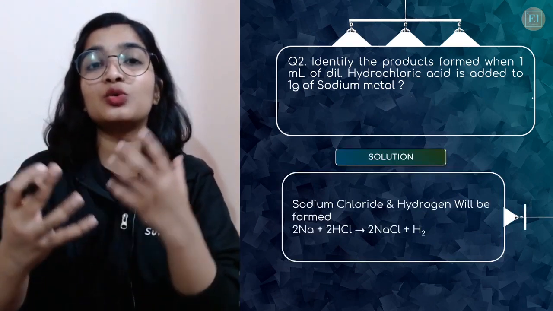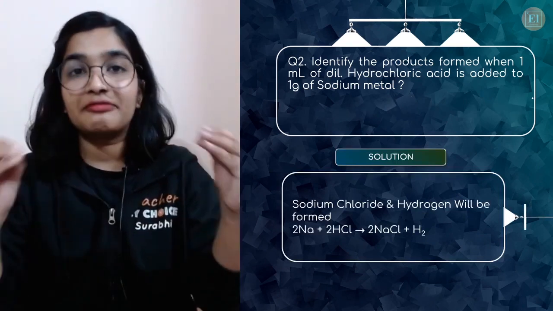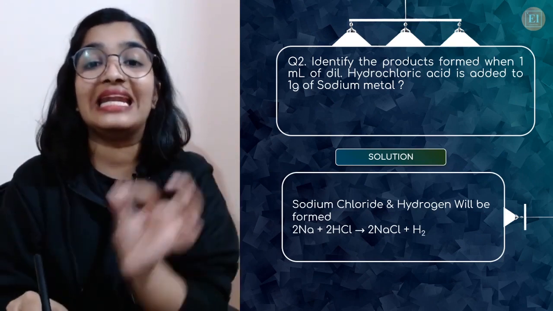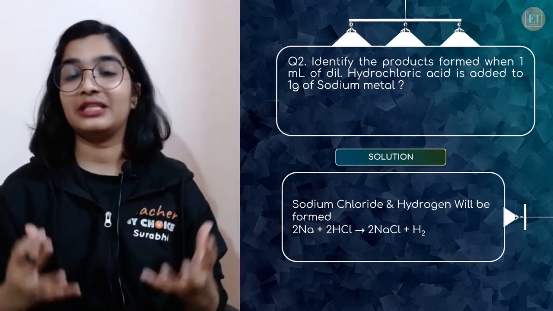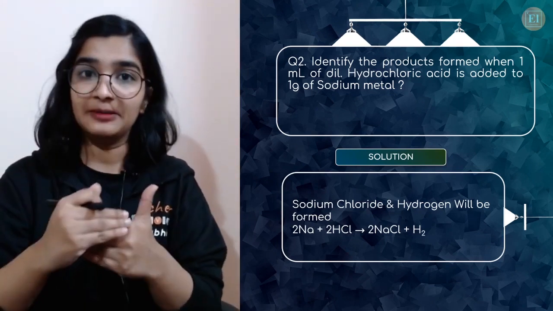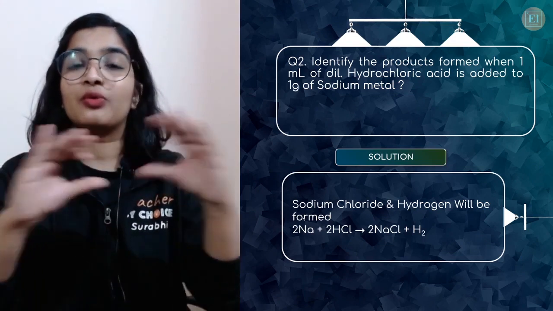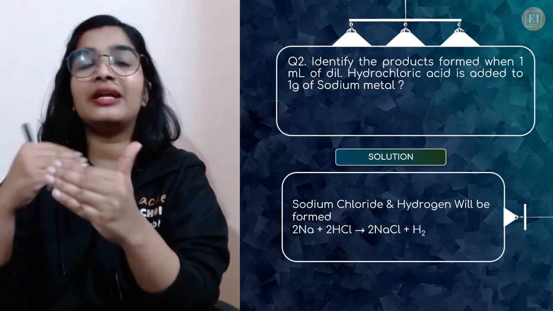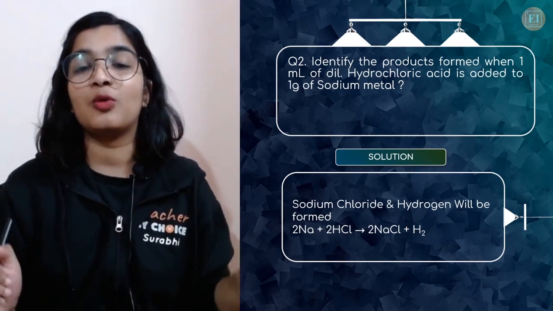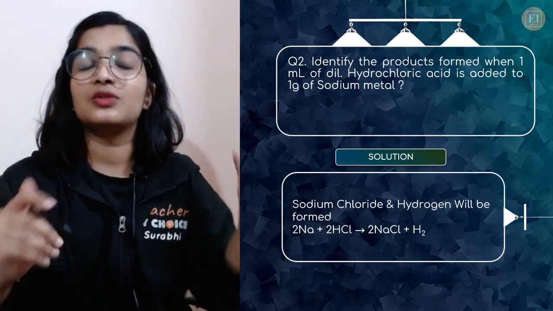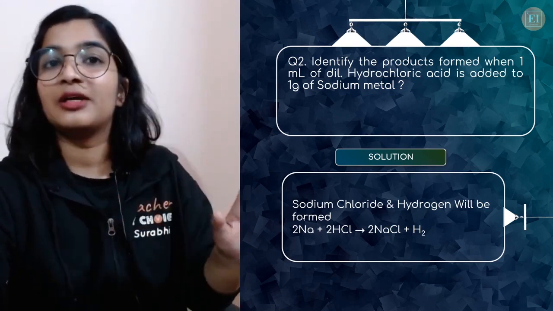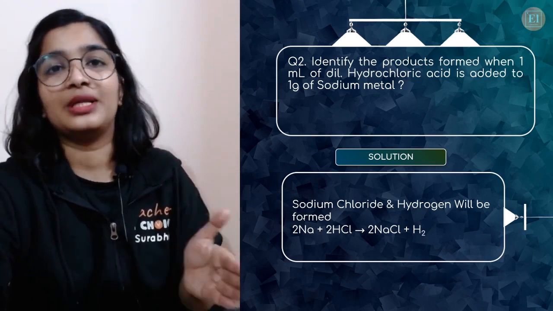See, as they have asked you to identify the products, after writing the equation, always write the balanced equation and make sure to name the compounds. They have not asked you to just write the equation. Even if they have asked you to write the chemical equation, after writing it, do mention the names of the compounds. It is very, very important. So always write the names of the compounds, not only the chemical formula or the symbol. Names are very, very important.